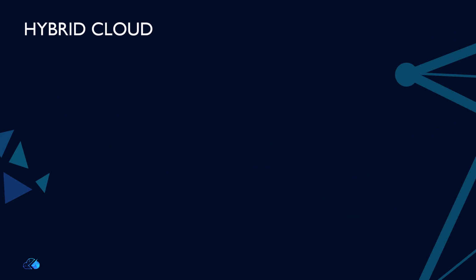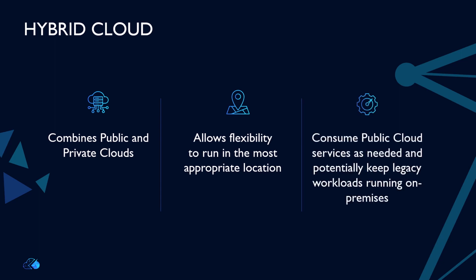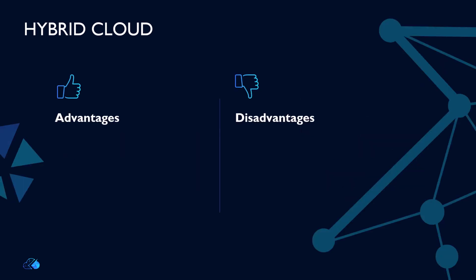Well, what about hybrid cloud? You probably heard this term floating around a lot. Well, this essentially combines public and private clouds. You could say it allows the most flexibility to run in the most appropriate location. You consume public cloud services as needed and potentially keep your legacy workloads running on premises. One way to think about this is, maybe I've got automated virtual machines on premises. I'm going to keep running those workloads out there, and I leverage modern services in public cloud. That way, I don't have too big of a lift in terms of skills on premises that I already may have. Instead of building a whole private cloud, perhaps I just automate some core services.